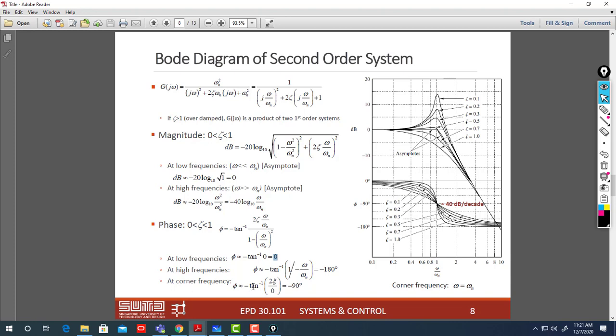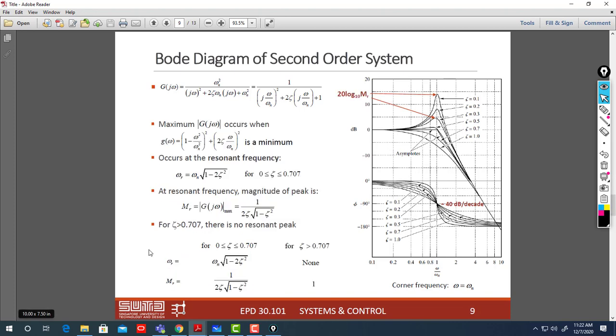At corner frequency, tangent minus 1 of infinity is 90 degrees. At pi over 2, I have infinity, as we saw in the previous session, so minus 90 degrees. That's what we demonstrated. Now look at how the peak will change when zeta is between 0 and 1. And this peak, we could calculate it.